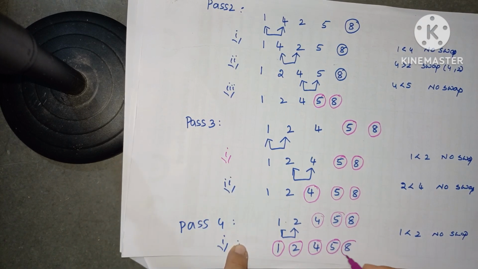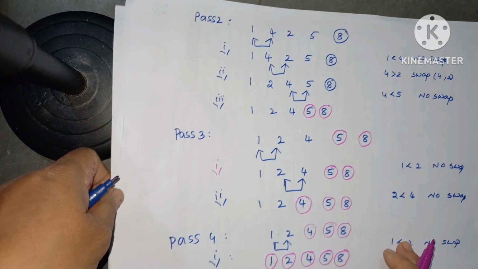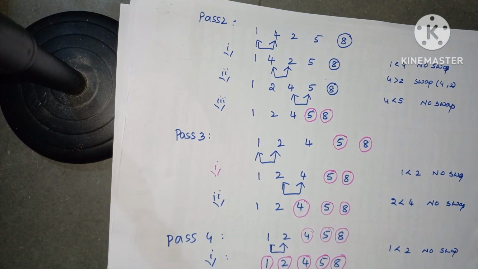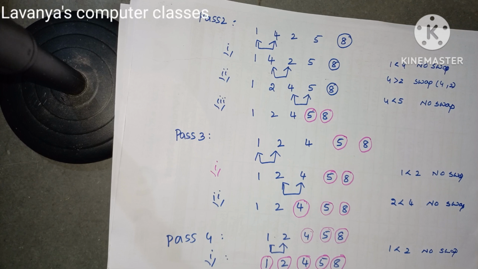So this is how we can sort the elements in bubble sort. Okay, so this is the bubble sort algorithm with a numerical example. So how do you write the algorithm? First we have to check any element. First element compare with second element.